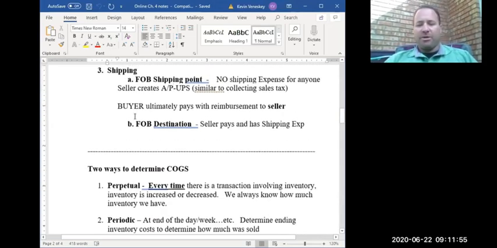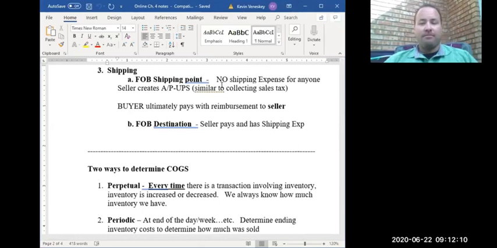So the key thing here with FOB shipping point, the buyer ultimately pays. Nobody has a shipping expense, as you'll see, because you think, well, what about the buyer? Didn't the buyer call that a shipping expense? And you'll see that no, we're going to get to that in just a few minutes. The buyer actually adds that to the cost of their equipment or inventory or whatever it is they bought. So when they bought the item for $100, they actually paid $110 to get it to the store. So that is what it really cost them. $110 needs to be debited to that item that they purchased, whether it be inventory, equipment, or supplies.